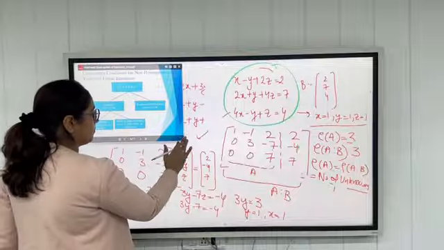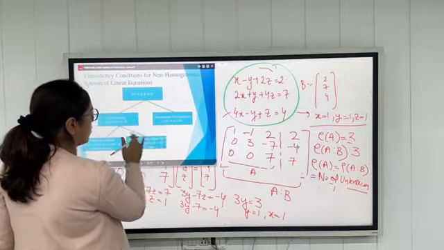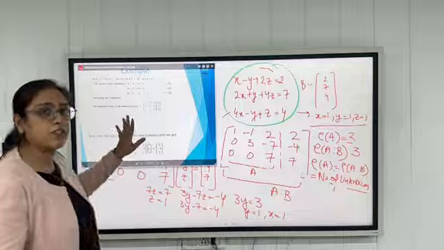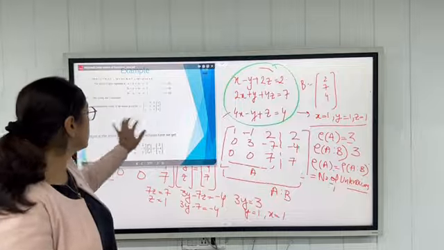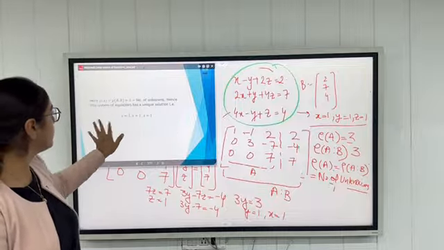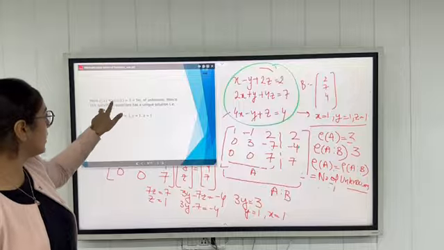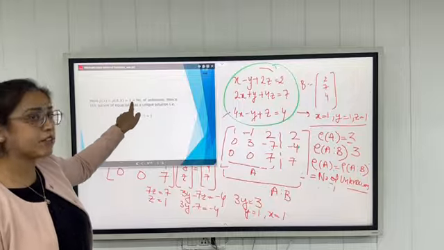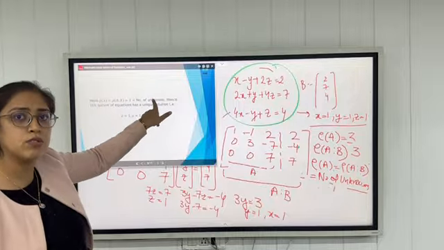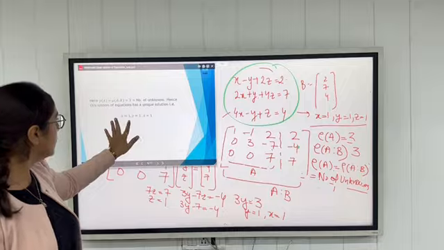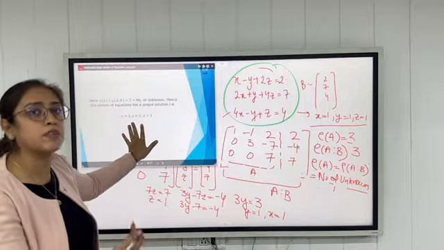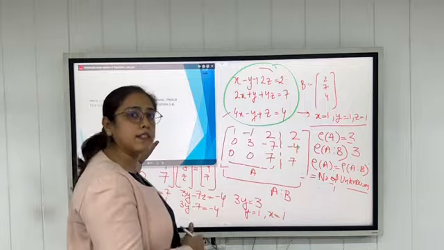Next, this is an example of a non-homogeneous system of linear equations. The rank of A and the rank of the augmented matrix is 3, which is equal to the number of unknowns, so we will have a unique solution. And what is the unique solution here? That is x equals 1, y equals 1 and z equals 1.